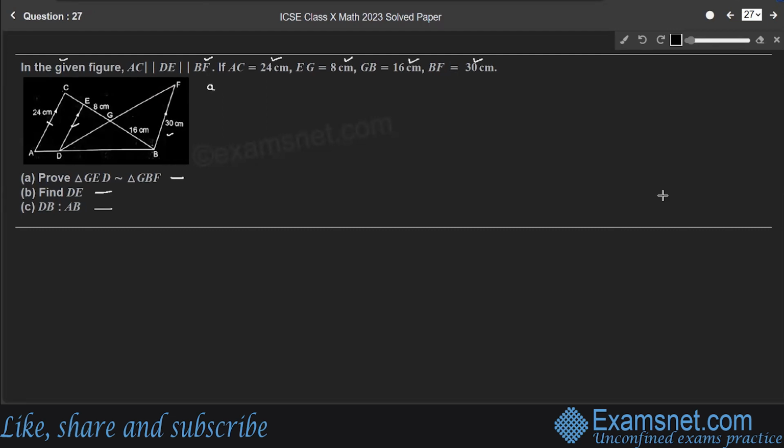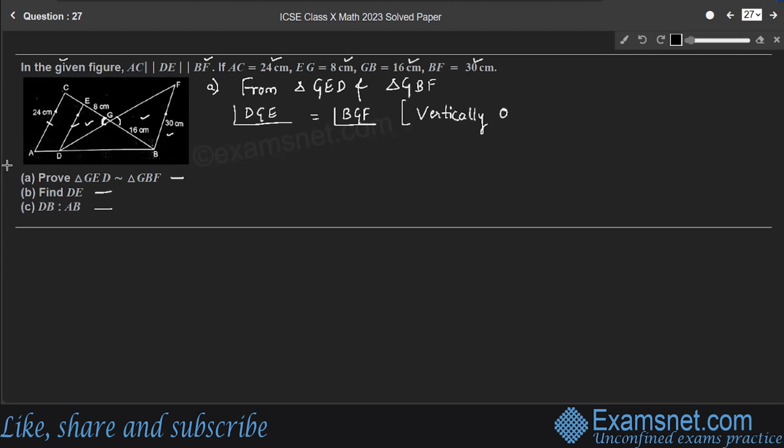So we'll consider the first part, A. That means to prove GED is similar to GBF. We'll consider the two triangles, triangle GED and triangle GBF. Angle EGD, or DGE, is equal to angle BGF. The reason is vertically opposite angles.